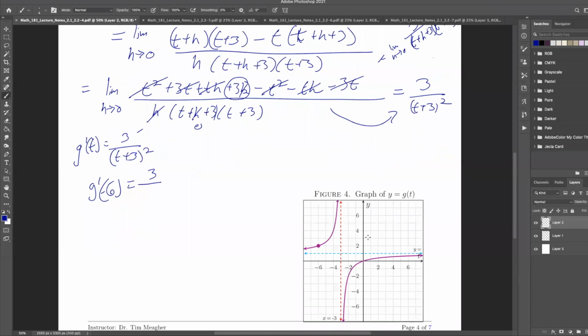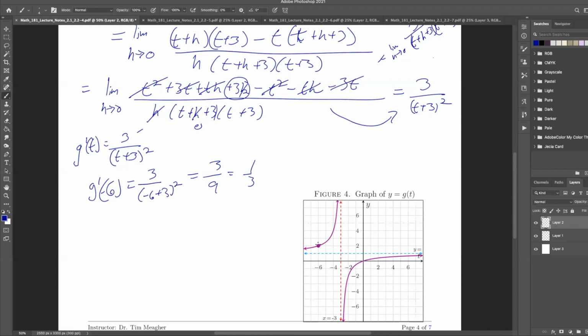Yeah, because that will match the graph. So here I have minus 6 plus 3 squared. Well, this is equal to 3 over, this is 3. 3 squared is 9, so this is a third. So my slope here is a third.